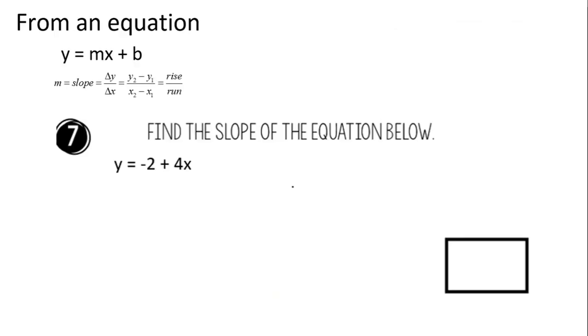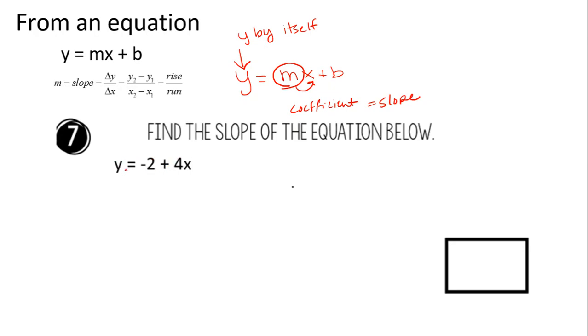Now, how this works with an equation is the equation y equals mx plus b. We're going to learn a lot about this soon, but with this particular equation, as long as y is by itself, so you sometimes have to solve to get y by itself, the number that is being multiplied times x, that's called the coefficient, if you remember that name, the coefficient of x is always going to be your slope. So if I look at this, y is by itself. This is the number that's in front of x, so my m equals 4. If y is already solved for, it's super quick.